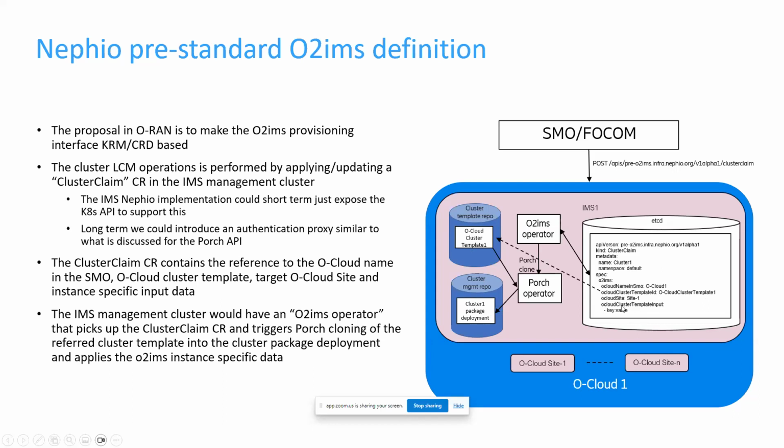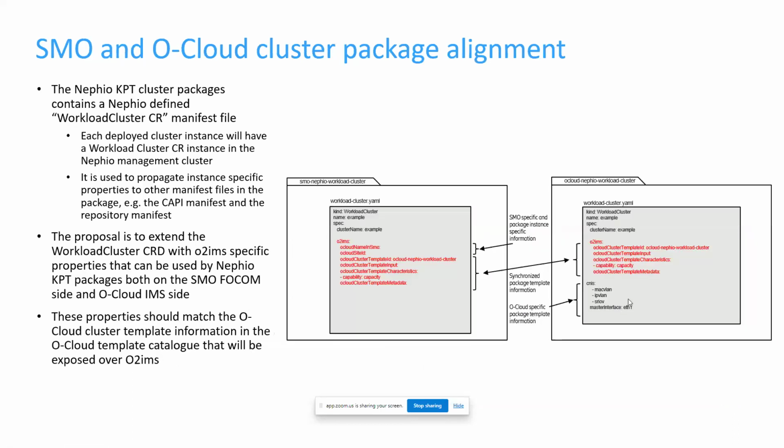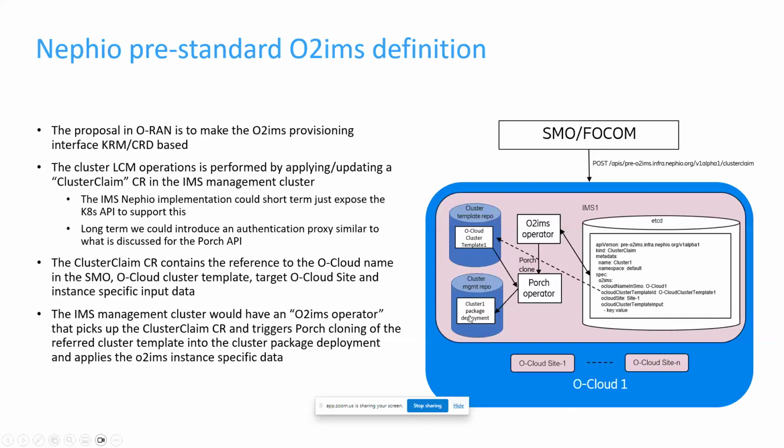And the way you transfer this data, we had that up in the previous meetings. We had this aligned kind of information. So you have the O2IMS data on both sides and inside of the workload cluster custom resource. As a part of deploying this package, you would need to provide the input data for the workload cluster, where this information is then carried.